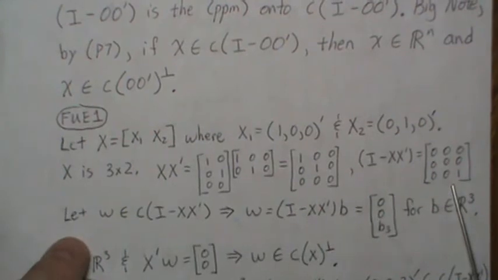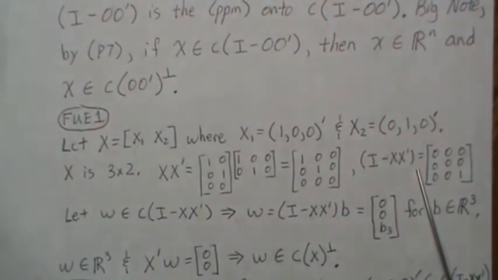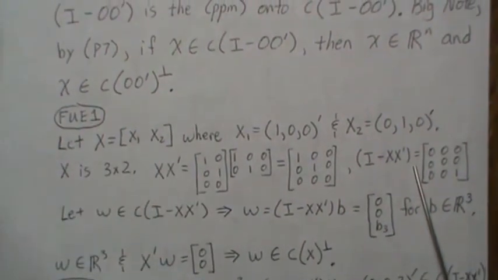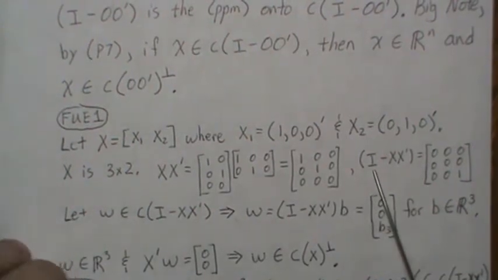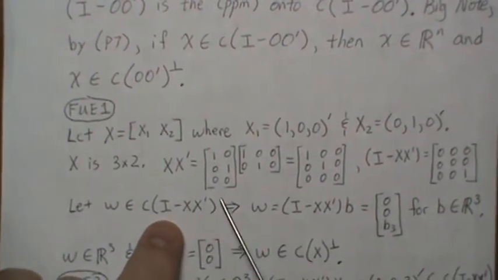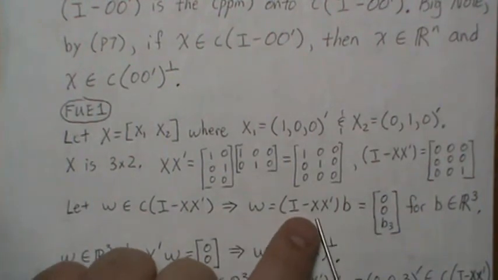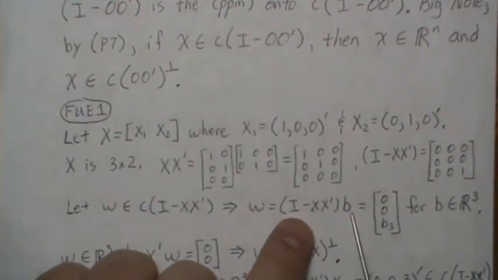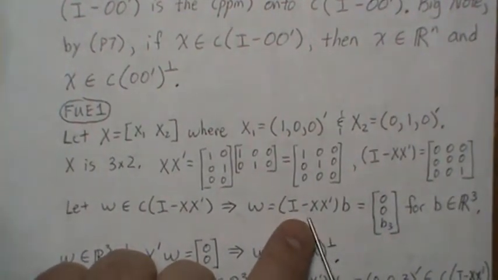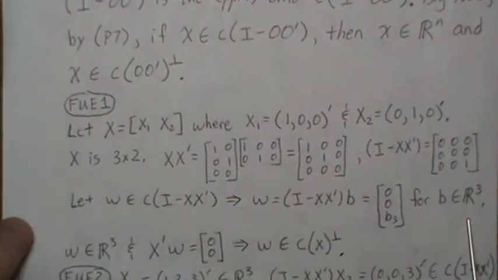Now this projects things onto the orthogonal complement to the column space of X with respect to 3 space. So let W be in this column space. That means W can be represented like this: this projection matrix, or this column space, times B. But we know this is this, so when you multiply that, you just get 0, 0, B3. And this is for any B in R3 space.